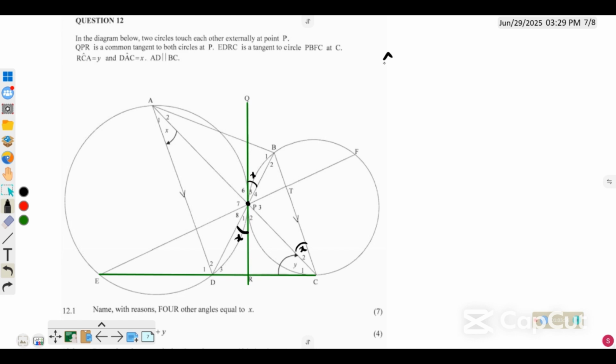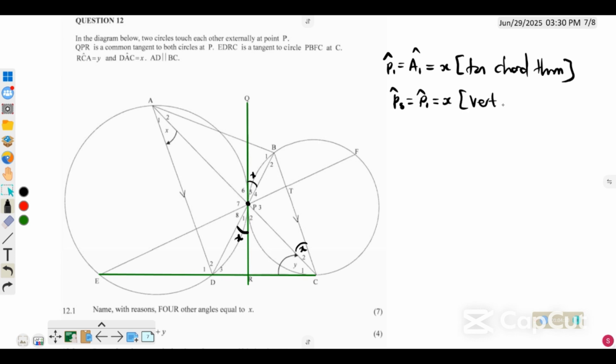So we've found one. We've found angle P1, which is equal to x. Angle P1, let's write it well. Angle P1 is equal to A1, and they are equal to x on what? On tan chord theorem. And we have angle P5, which is equal to angle P1, which are both equal to x, and these are vertically opposite angles. But then we were able to prove that angle P5 is equal to angle C2, and they are both equal to x on what? Again, this is tan chord theorem.